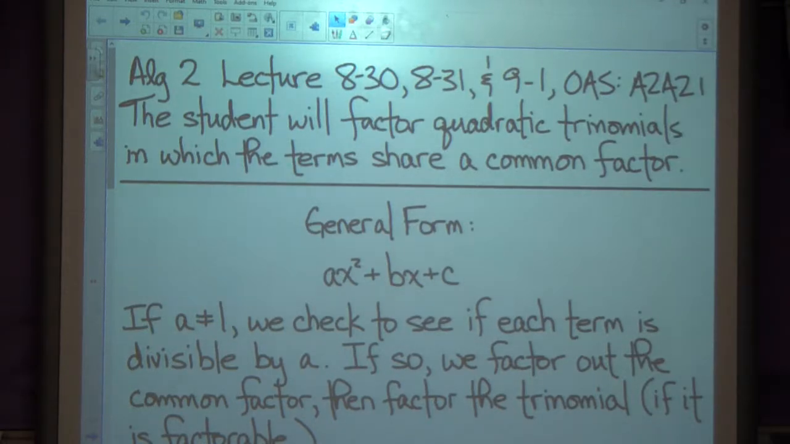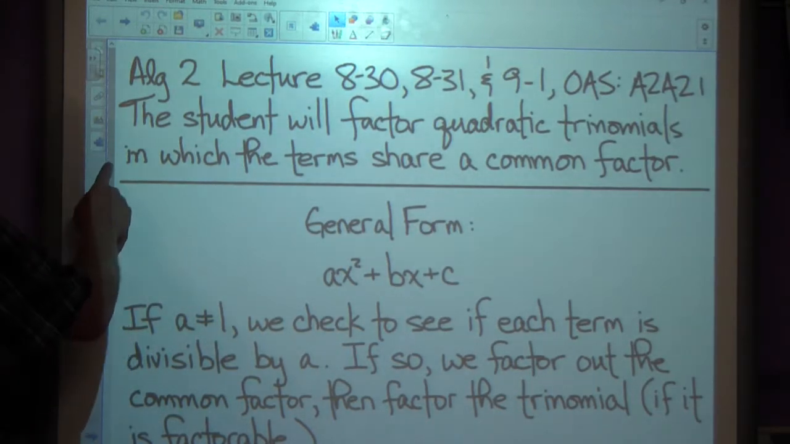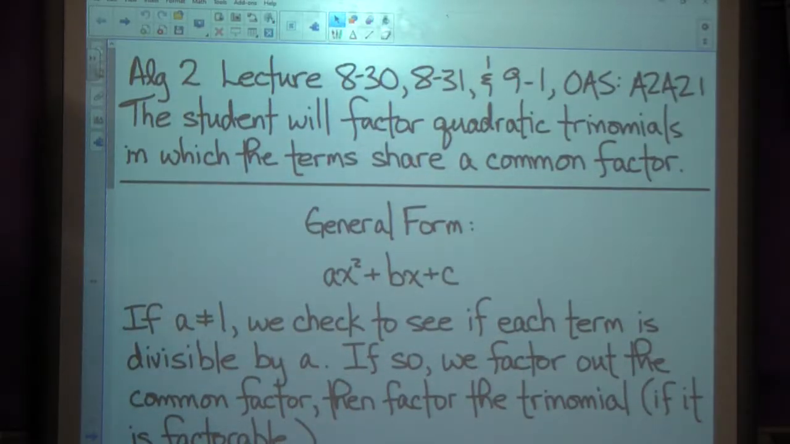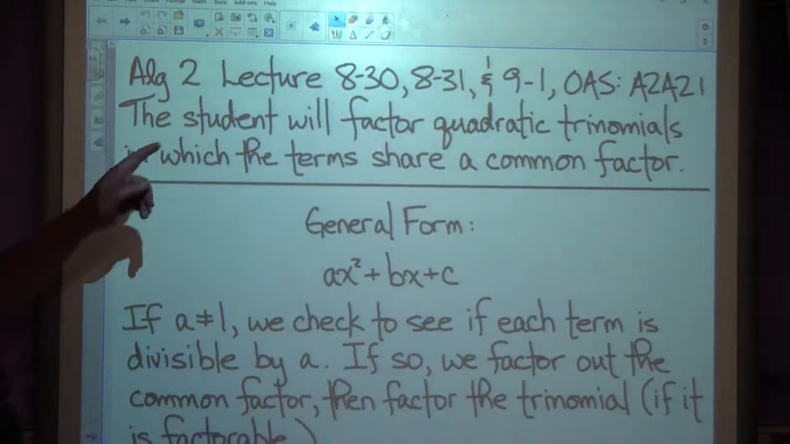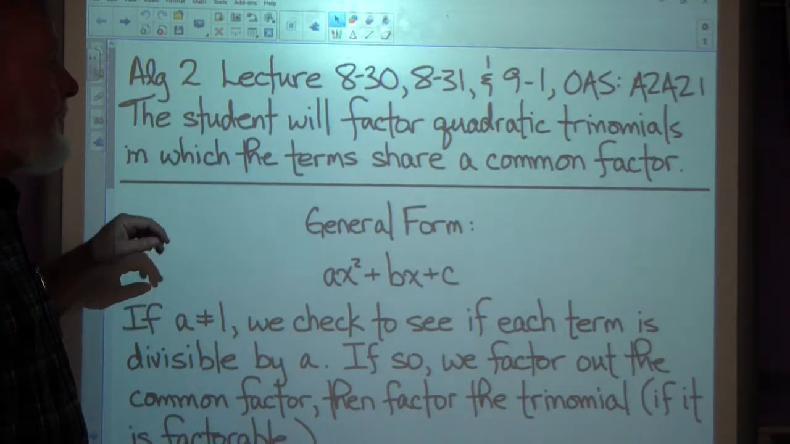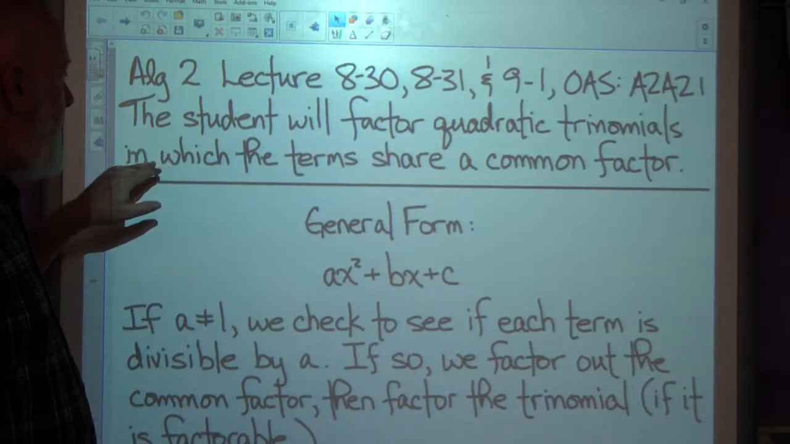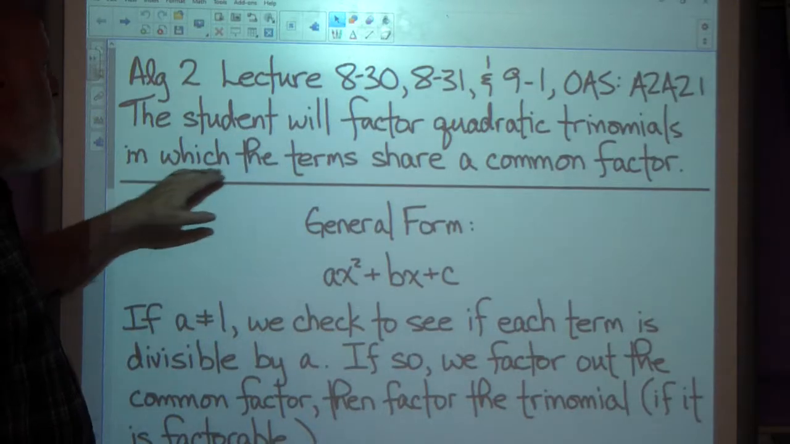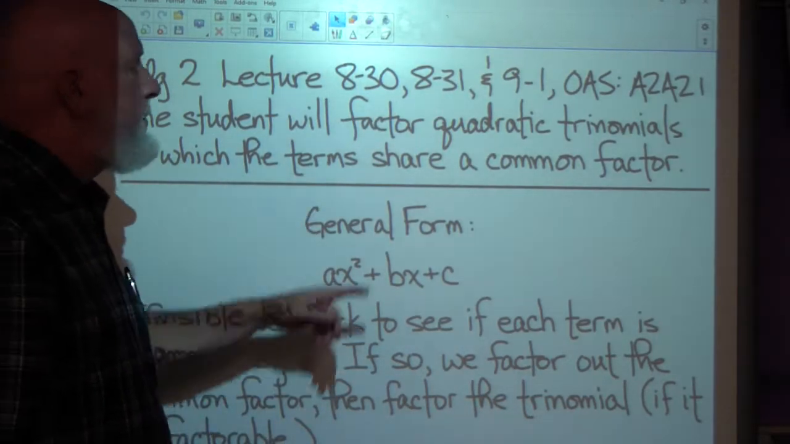This is Algebra 2, Lecture 8-30, 8-31, and 9-1. OAS 82821: the student will factor quadratic trinomials, similar to what we've been doing in the past. But in this case, we're going to factor quadratic trinomials in which the terms share a common factor.